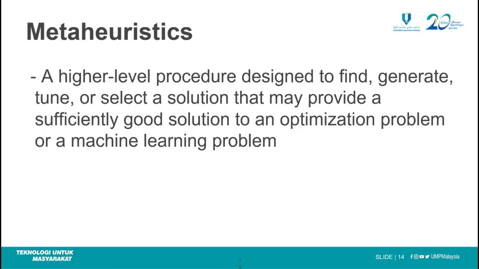All right, so next we move to metaheuristics. A metaheuristic is a higher level procedure that we design to find, generate, tune, or select a solution that may provide a sufficiently good solution to an optimization problem or for a machine learning problem. So this is a high level procedure designed to optimize the problem.